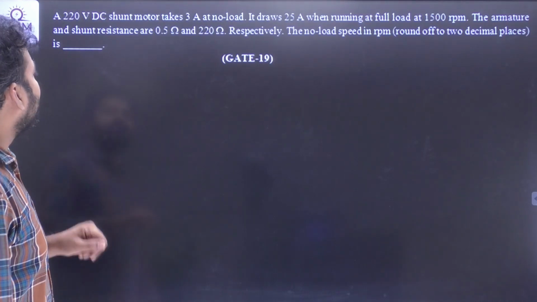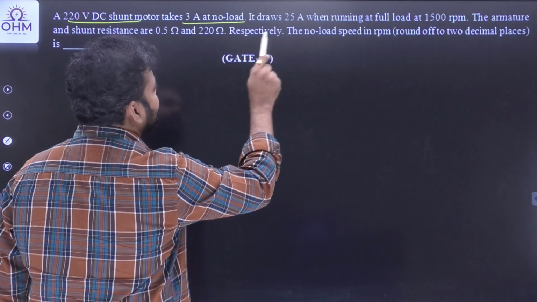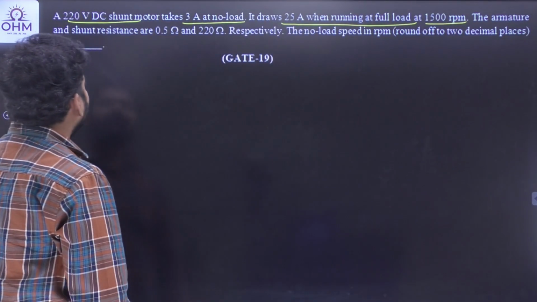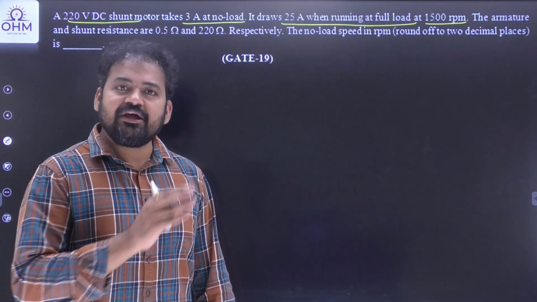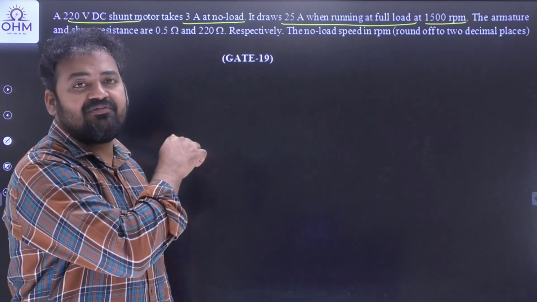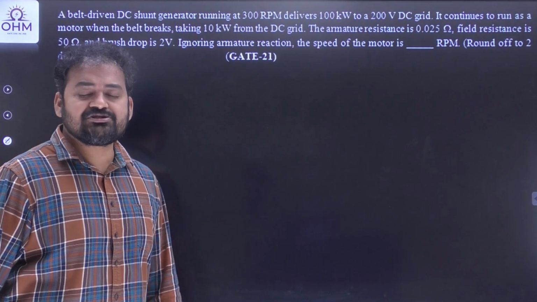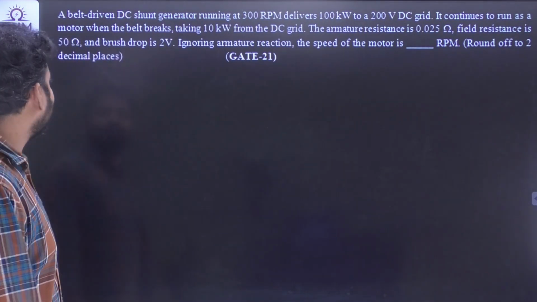Now a 220 volt DC shunt motor, 3 amperes no load current, 25 amperes full load current and full load speed was given. What is going to be the no load speed is the question. Same model. I hope you can solve it just like the previous question that we answered. All right. Fine. So we have the next question. This is a question from the GATE 2021 paper. 2 marks question.